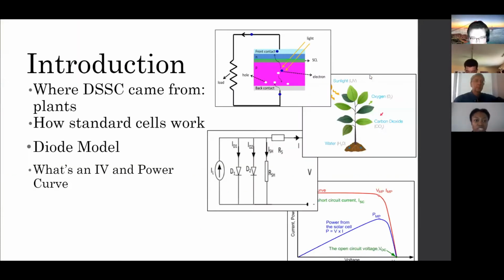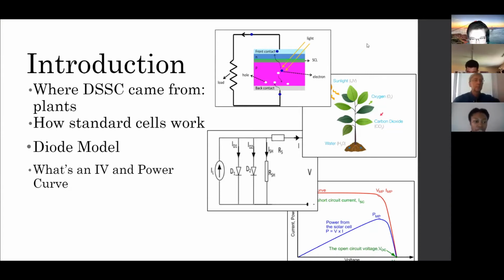So where did dye-sensitized solar cells come from? It came from a process similar to plants. Plants are able to use photosynthesis to provide them a food source by using photons in sunlight. And similar to that, dye-sensitized solar cells are able to use the photons in sunlight and formulate a band gap. And that band gap is able to then formulate electricity that can be later on used to power a load.